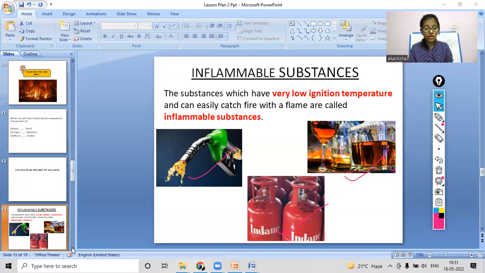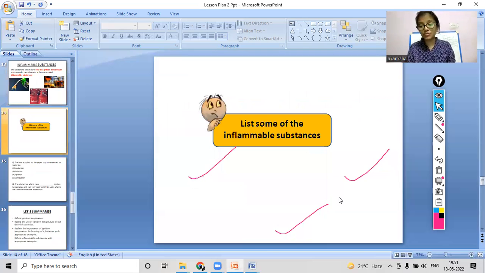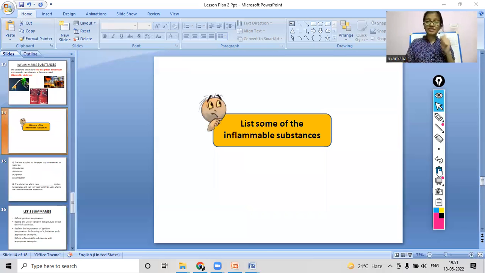So now we will move on ahead and see a curiosity question by Bujo. So now let's see what question Bujo wants to ask. You have to list some of the inflammable substances. So yes, this is very easy now. You can write your answers in the chat box. Yes, I will give you 5 seconds, then we will discuss the answers, right?